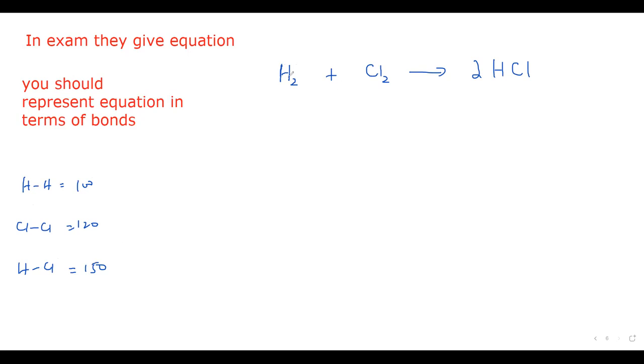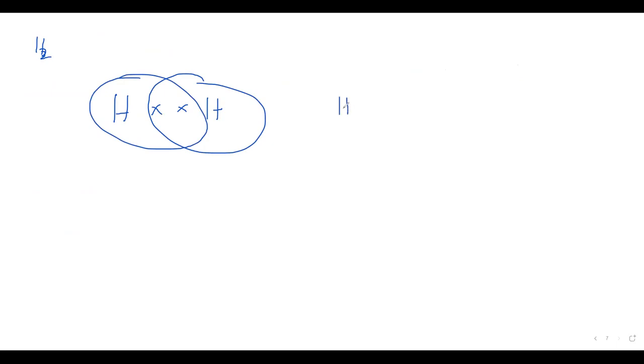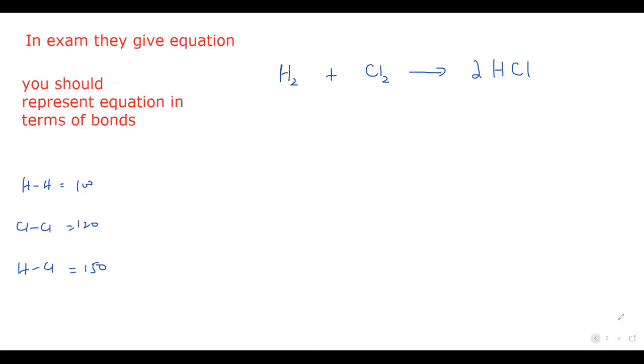So how to represent the equation in terms of bonds? If you remember topic 3, which is about bonding, these are all non-metals, so there will be a sharing of electrons. If I draw the structure of a hydrogen molecule, hydrogen has one electron, so each hydrogen shares one electron. There will be a pair of electrons between them, and a pair of electrons is represented by a single line. So this is how we represent a bond in the hydrogen molecule: two hydrogen atoms bonded by a pair of electrons, or we represent it by a single line.